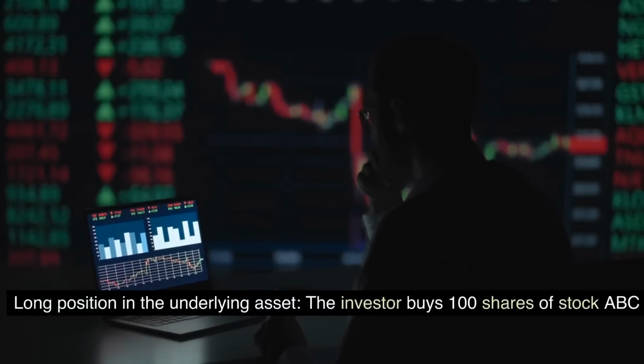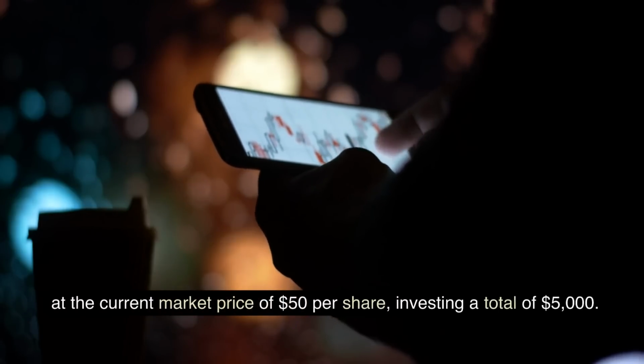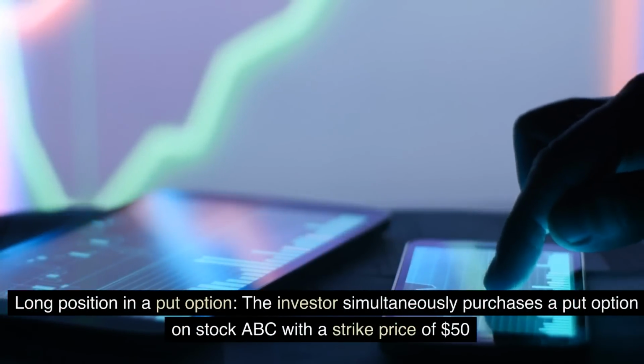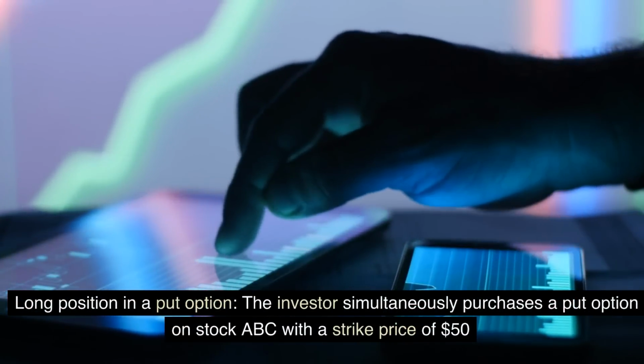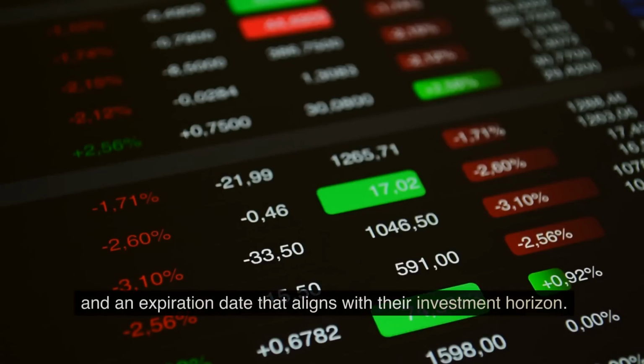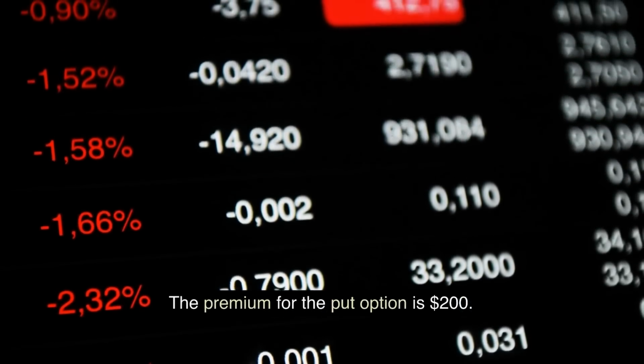The investor buys 100 shares of stock ABC at the current market price of $50 per share, investing a total of $5,000. Long position in a put option. The investor simultaneously purchases a put option on stock ABC with a strike price of $50 and an expiration date that aligns with their investment horizon. The premium for the put option is $200.